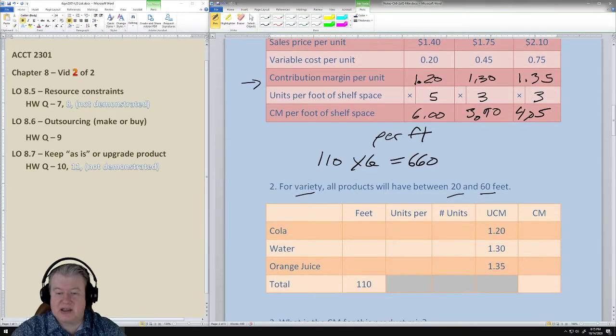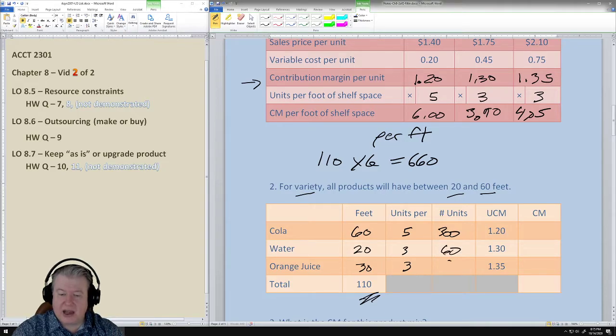So remember that we have 110 linear feet. If we said 60 feet for cola, that's the max we can put to anything. Water was our number 3 thing, so we want to put the least for water. So that's 60 plus 20, that's 80. That leaves 30 left over for our middle item. Remember our units per linear foot here are 5, 3, and 3. So this would be 300 cans of cola, this would be 60 bottles of water, and 90 bottles of orange juice.